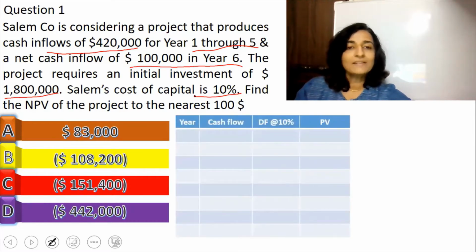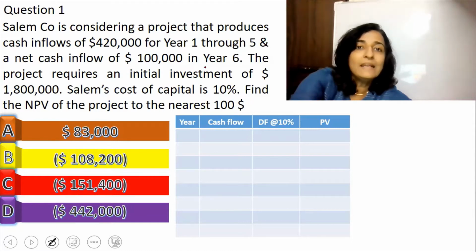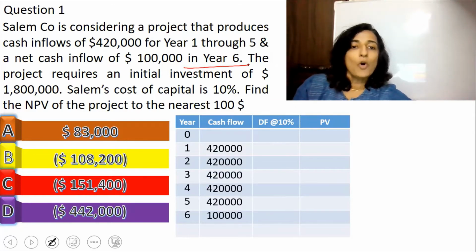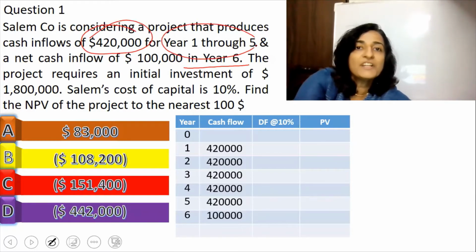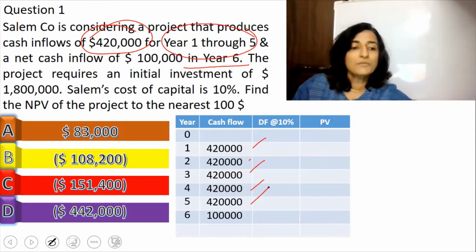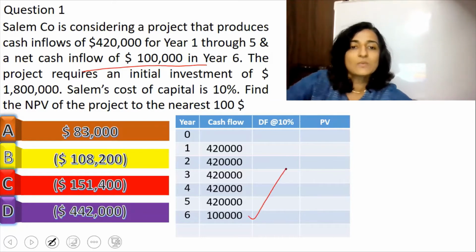So let's first write the table. We have the year, the cash flows, the discount factor, and the PV as the column headings. How many years are there? We have till year 6, so the years are 0 to 6. For all the 5 years, we have a cash inflow of 420,000. That's why 420,000 has been written from year 1 to 5. And in year 6, we have an inflow of 100,000, so that's why 100,000 is shown against year 6.